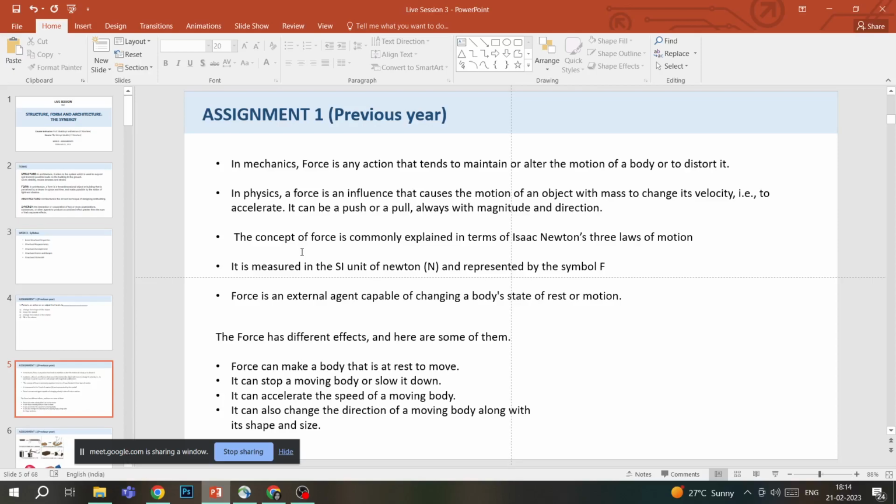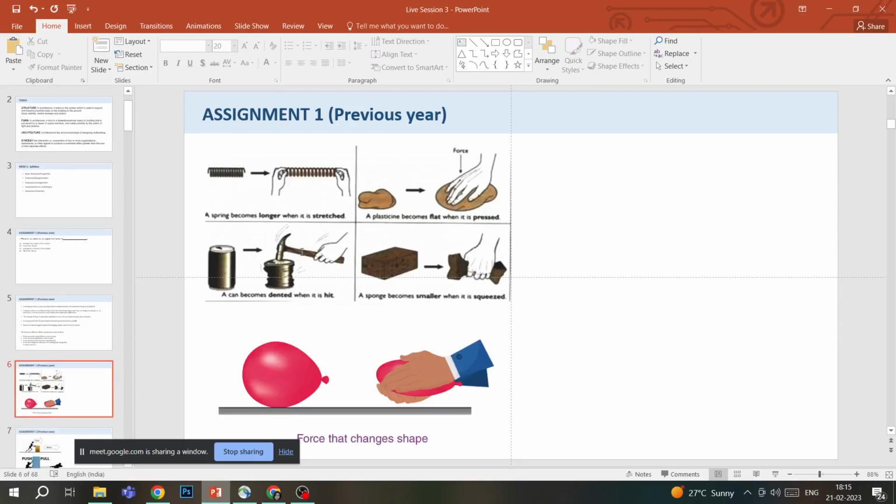So you can change the direction of a moving body, and you can also change the shape. For example, you put pressure on a spring, or on something like a sponge, and you can change the shape. You can change the shape for the time being, or you can change the shape permanently. All these are different kinds of effects that force has.